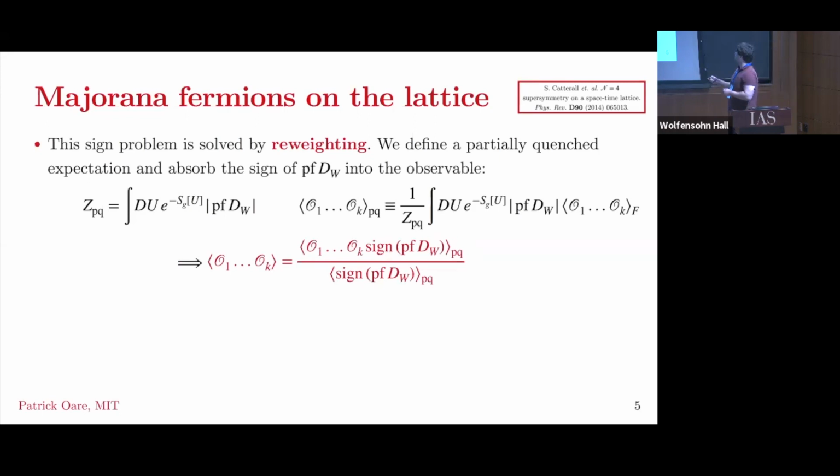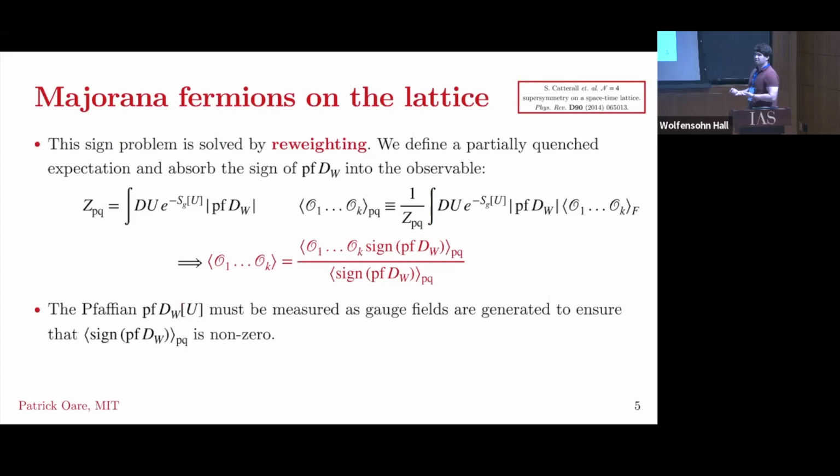But importantly, this will fail if the sign of the Pfaffian is 0. So you have to measure the sign of the Pfaffian of the Dirac operator throughout the computation to make sure that you still are doing things okay. And if the sign vanishes, you have major issues, and it's very hard to simulate the theory.